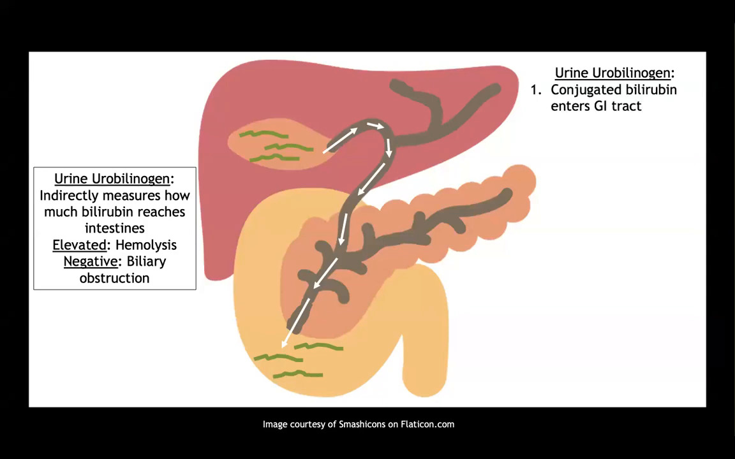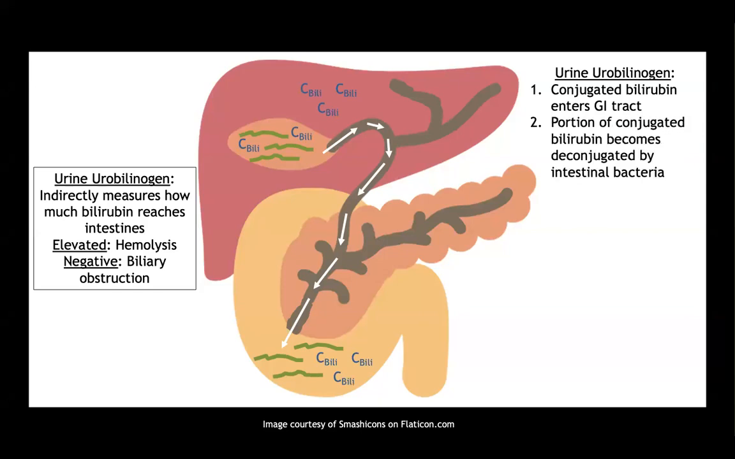So the first thing that's going to happen is that conjugated bilirubin is going to make it into the GI tract. So it's in our bile and it successfully makes it into our gut. What's going to happen there is that intestinal bacteria will start to do its work on conjugated bilirubin. So it'll actually deconjugate it back to the unconjugated form. And from there, it can convert unconjugated bilirubin into urobilinogen. So now we have urobilinogen in our GI tract.